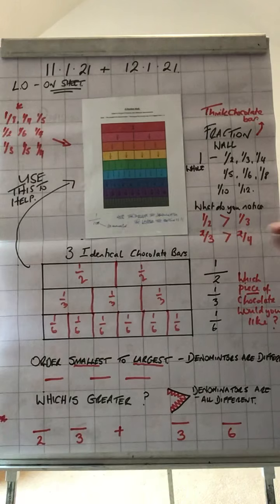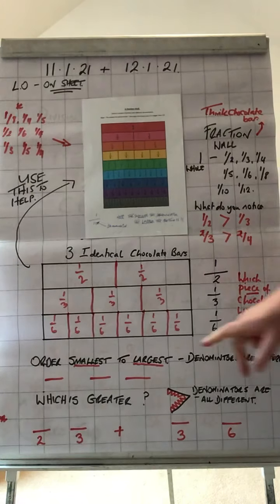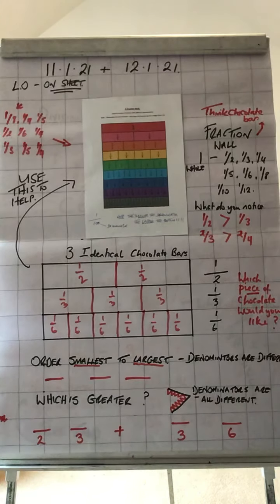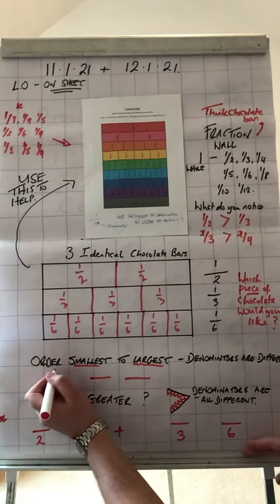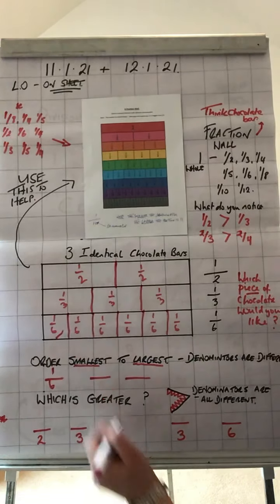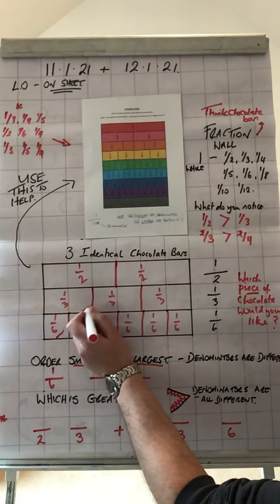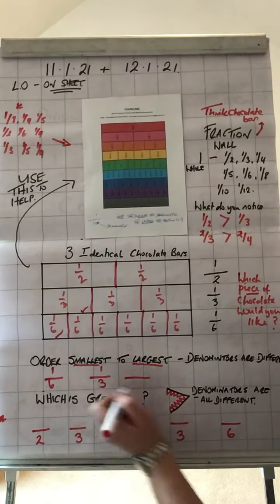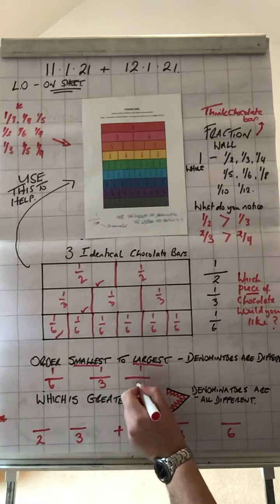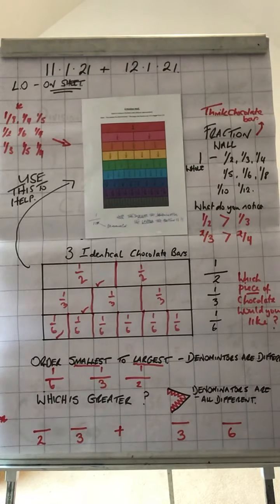So the question you will be asked in your questions tomorrow is to order them in terms of size from the smallest piece to the largest piece. And hopefully you'll all be shouting out that actually, Mr. Evans, the smallest piece is 1/6, this piece here. The next smallest piece is 1/3, so I can write 1/3. And the largest piece is 1/2. And that's what you're going to be doing on Monday.